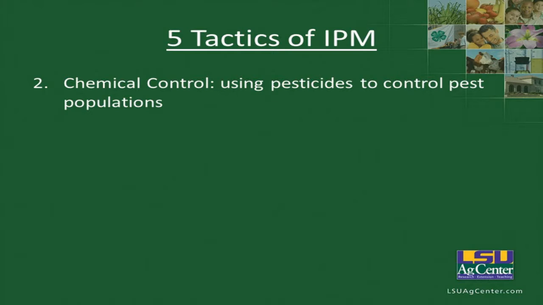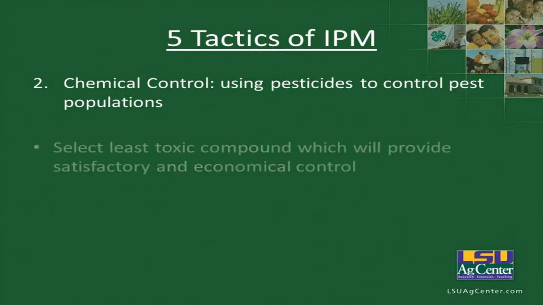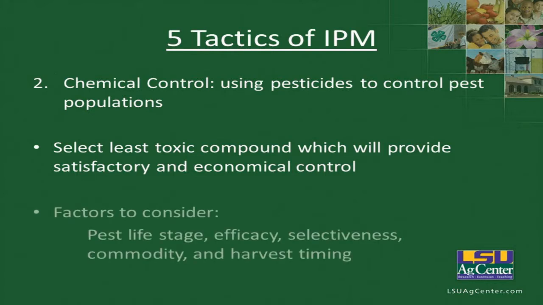Chemical control. Here's where we use our pesticides to control pest populations. What we want to do when we use an insecticide is you're going to select the least toxic compound, which will provide satisfactory and economic control. Once again, satisfactory control, that depends on what you're comfortable with, and economics, in other words, the cheapest probably product that you can use to get the best yield that you're going to have out in your field.